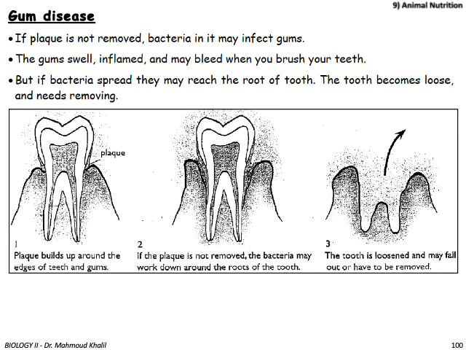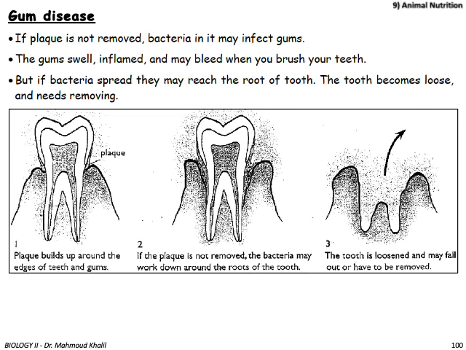Gum disease. If plaque is not removed, bacteria in it may infect the gum. The gum starts to swell and become inflamed, and they may bleed when you brush your teeth. But if the bacteria spread, they may reach the root of the teeth. The tooth becomes loose and needs removing.